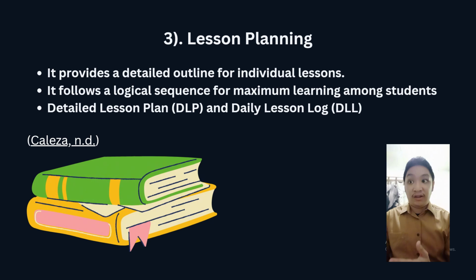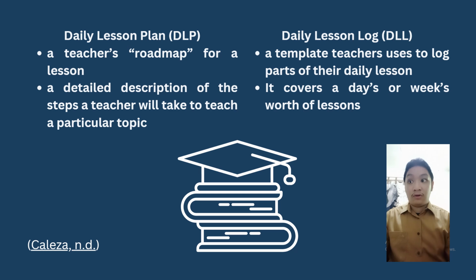So basically, lesson planning, you're giving a detailed outline for individual lessons. You're giving out what's the lessons, what's the short list, what's the summary of the lessons that's being taught. And you're giving it in a kind of a logical sequence, meaning this will go first, this will go next, and this will go after that for the students. So what's daily lesson plan, or DLP, and what's daily lesson log, or DLL?